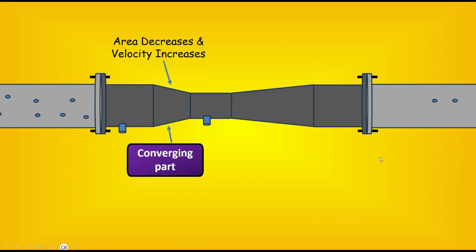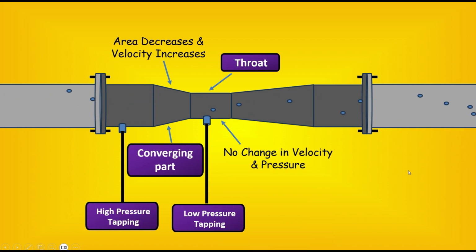Now let's understand the pressure tapping locations in the Venturimeter. At the beginning of the converging section, the pipe is at its full diameter, so the velocity is lower and the pressure is higher. This tapping captures the upstream pressure coming from the input side. And the next one is the low pressure tapping. This is located at the narrowest part. Here the velocity is maximum and the pressure is minimum.